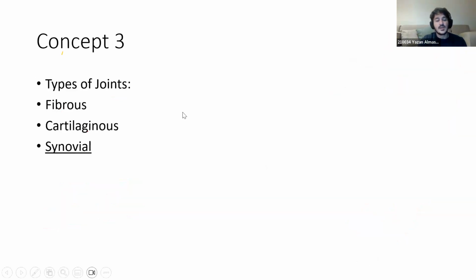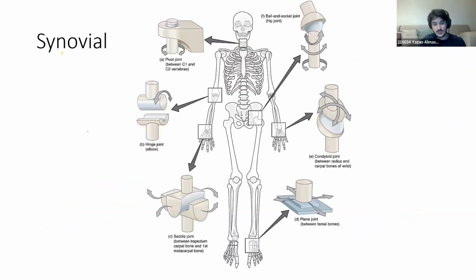Fine. Moving on, we have the third type of joints, the synovial joints. Now, the synovial joint is like the most important joint. It has so many types. All of them are important joints, of course, but this one is the one with the most types. They're 100% going to ask you about it, okay?